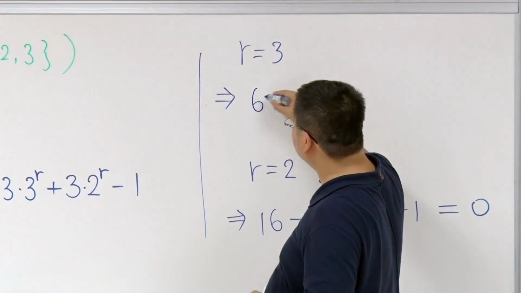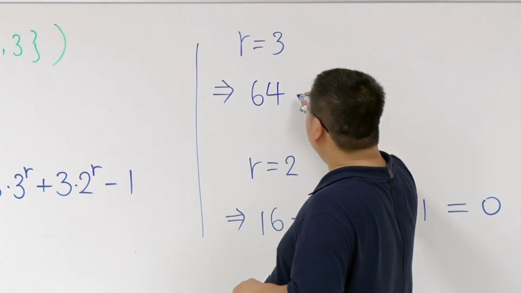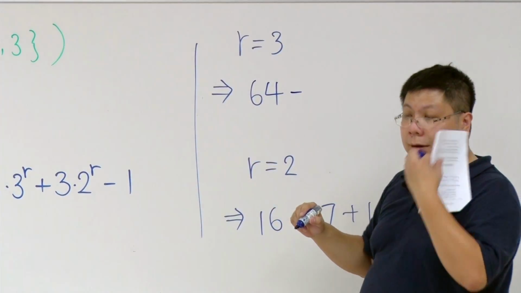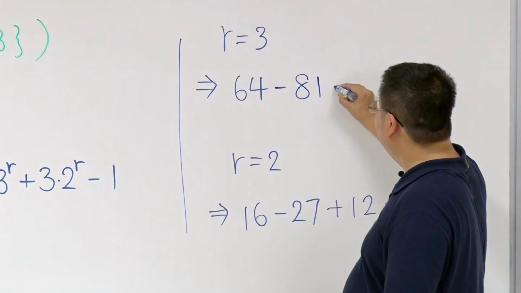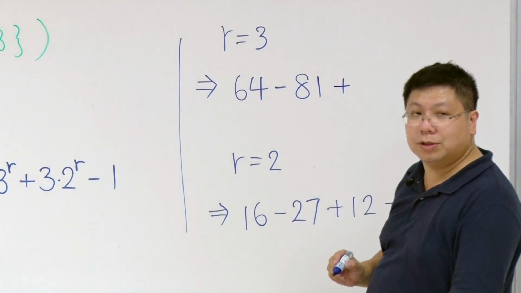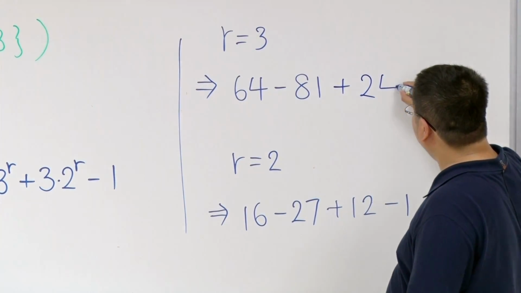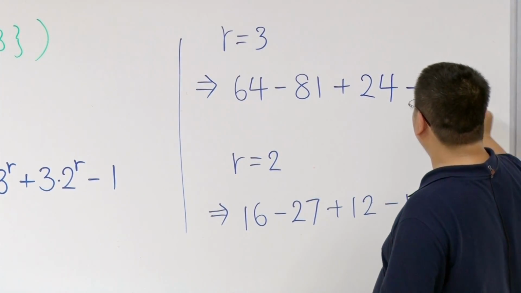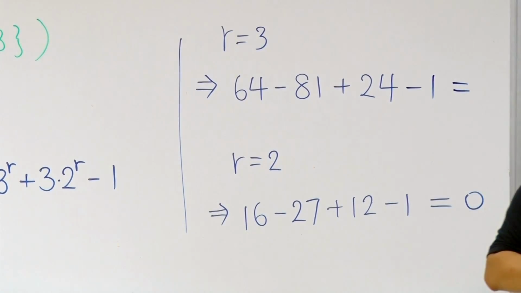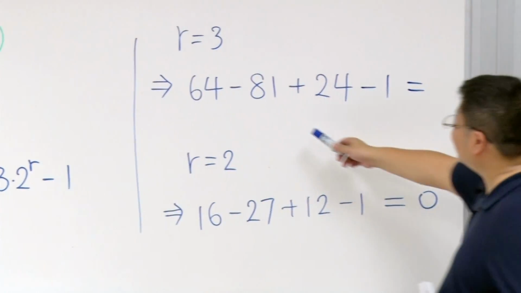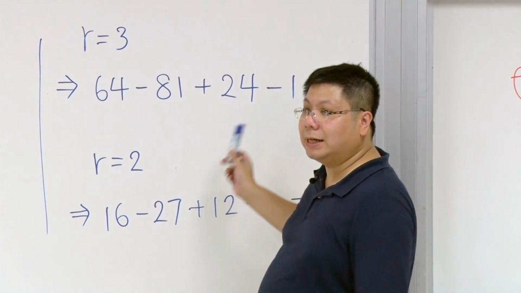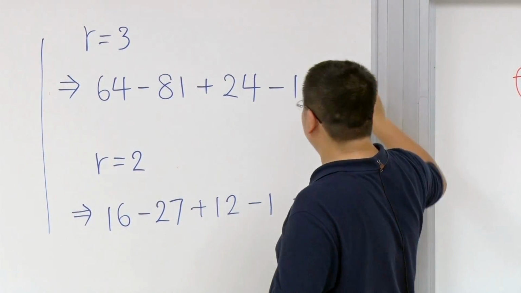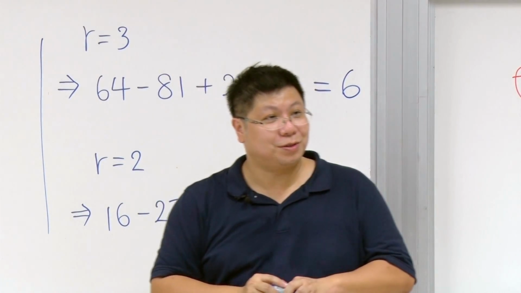4 to the power 3 is 64, right? Minus 3 times 3 to the power 3, so minus 81. Plus 3 times 2 to the power 3, plus 24, and then minus 1. So this one plus this one is 88. This one and this one is 82. So the difference will be 6. Is that okay? So this works.